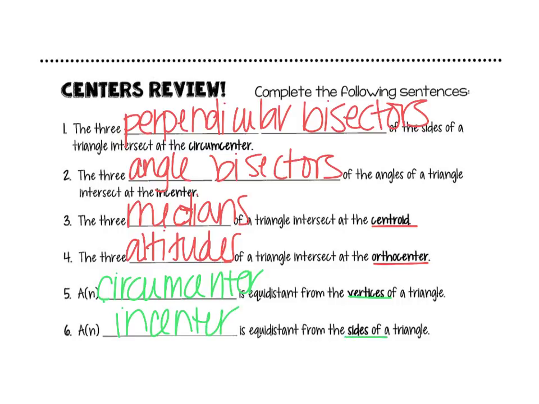All right, so quick review. The three perpendicular bisectors intersect at the circumcenter. Three angle bisectors intersect at the incenter. Three medians intersect at the centroid. Three altitudes intersect at the orthocenter. So we've talked about circumcenter, incenter, centroid, and orthocenter. Those are the four centers of triangles that we've talked about. Also important to remember that the circumcenter is equidistant from the vertices and the incenter is equidistant from the sides.